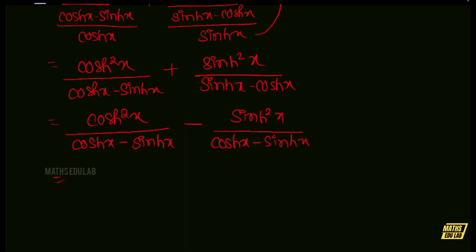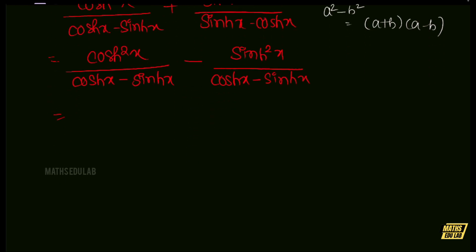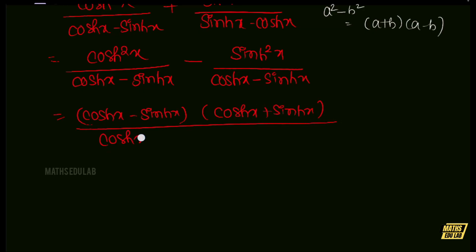So again we can follow the a square minus b square formula. That means a plus b and a minus b. In this form I can write this one as cos hyperbolic x minus sin hyperbolic x, and again cos hyperbolic x plus sin hyperbolic x upon cos hyperbolic x minus sin hyperbolic x.